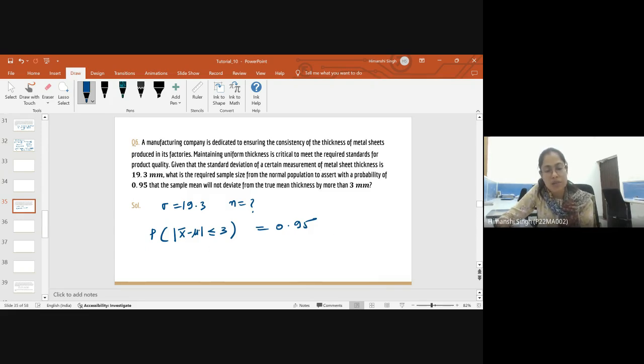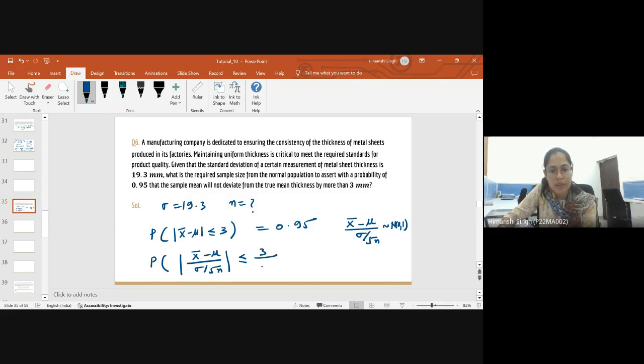Now here we have mod of x bar minus mu less than or equal to 3. Now we know that x bar minus mu by sigma by root n follows standard normal 0, 1. So we'll make that quantity here. It will be probability of mod of x bar minus mu upon sigma by root n less than or equal to 3 upon sigma by root n, which is 19.3 by root n. So root n will go upward, and it is 0.95.